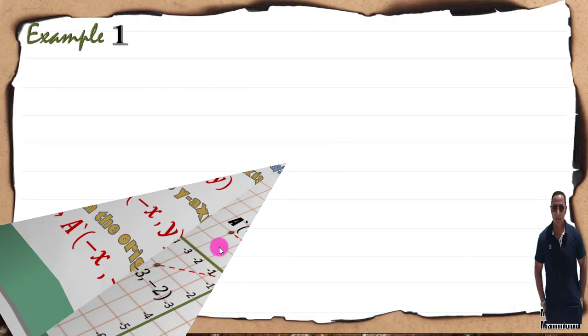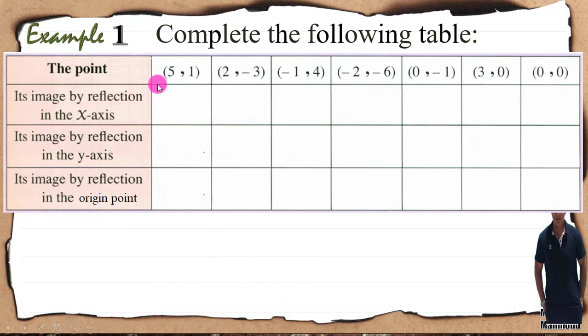Let's solve the first question. Example 1 with us. Complete the following table. We have here some points. I need their reflection in the x-axis, reflection in the y-axis, and reflection in the origin point. Okay, this is x and this is y. Here x and y. In the x-axis it will be x and -y. In the y-axis -x, +y. In the origin point -x, -y. Okay, 5 and 1. I'm going to change the color.